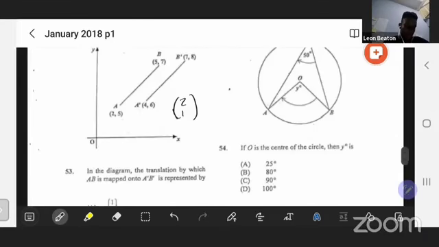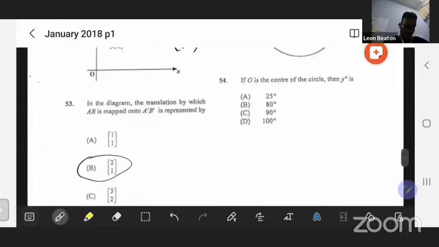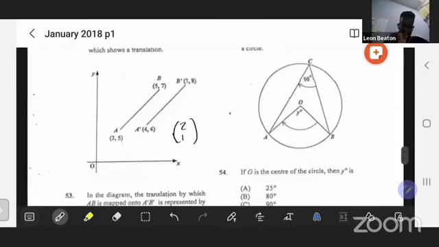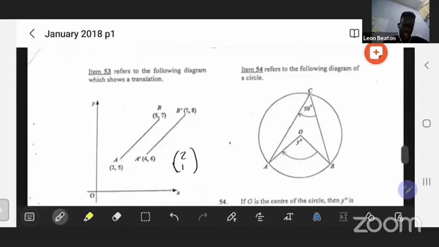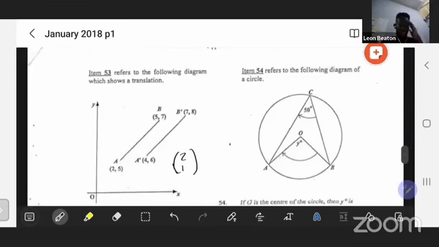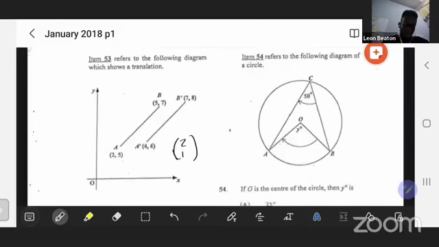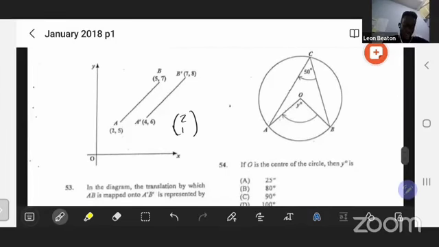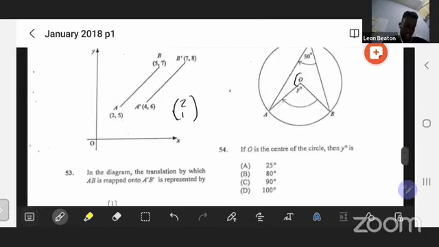So that is 53. So let's see 54. Item 54 refers to the following diagram, which is the circle. The circle theorem, a nice giveaway question of circle theorem. So if O is the center of the circle, O here, then YO is, so they just want us to find here.